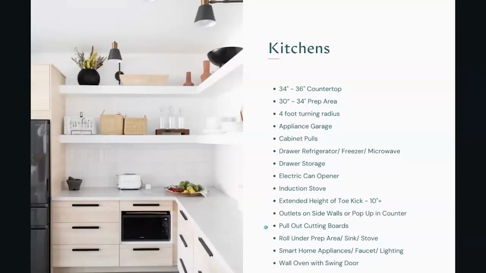Things like pull-out cutting boards can be a really great way to get a prep area in, or, as we'll see, putting it under a stove for hot things can be a really great idea. Of course, in an ideal world, we would like to incorporate roll under areas as much as possible. So whether that's the prep area or a roll under sink or a roll under stove. Of course, smart home appliances, this is a great area to utilize that since there are so many products with that feature. And then a wall oven with a swing door.